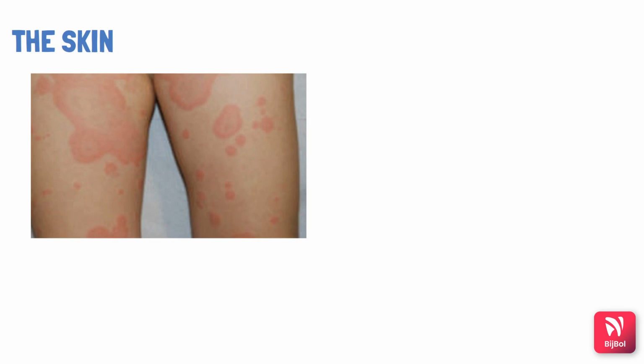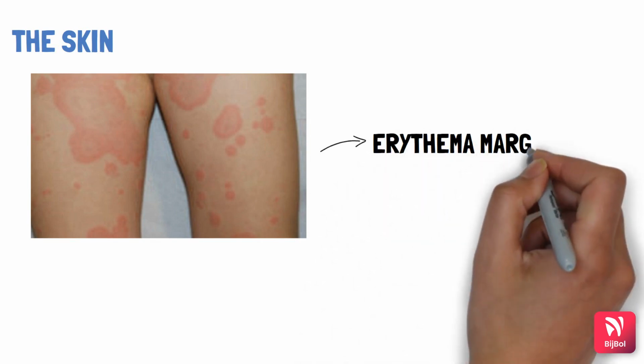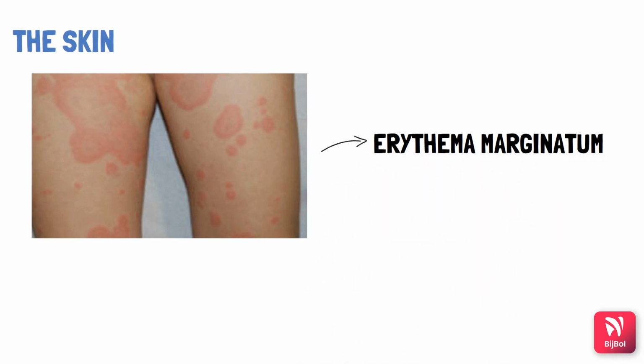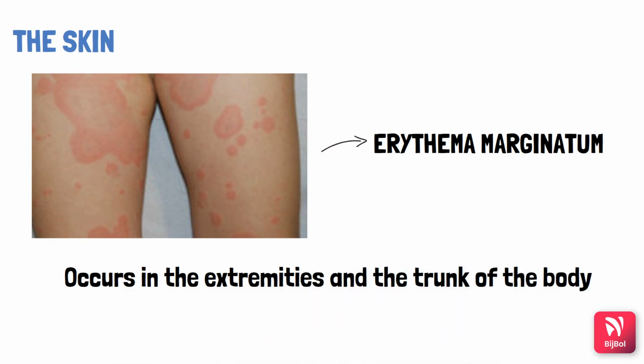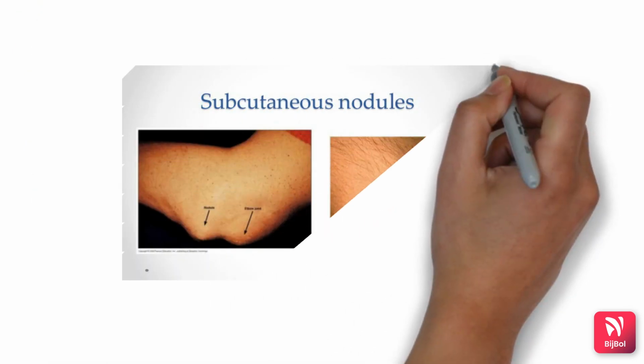Now the last thing here is the skin. What happens here is there is a concentric annular rash developing on the skin, which is also called erythema marginatum. It occurs on the extremities and trunk of the body.